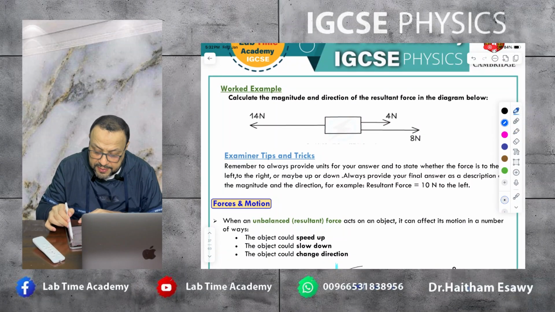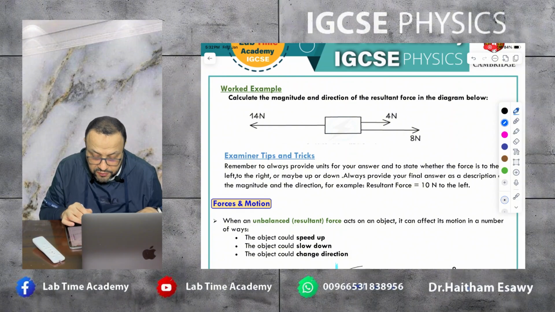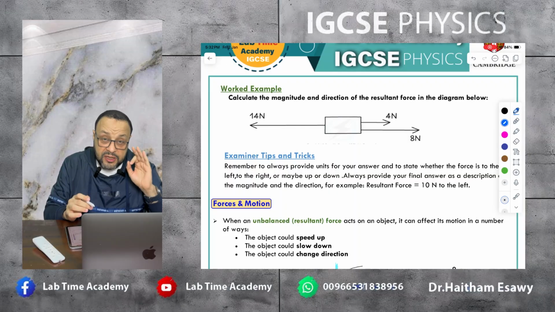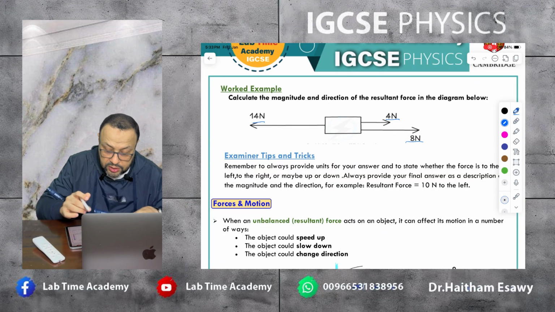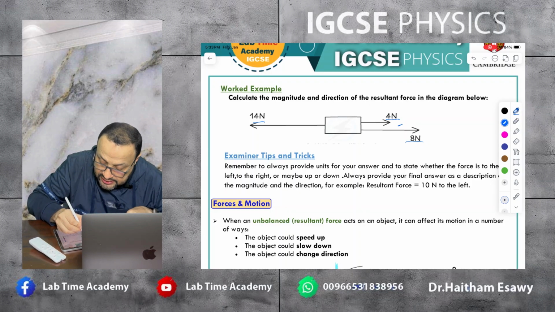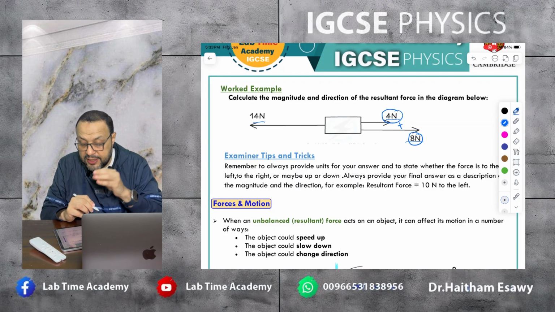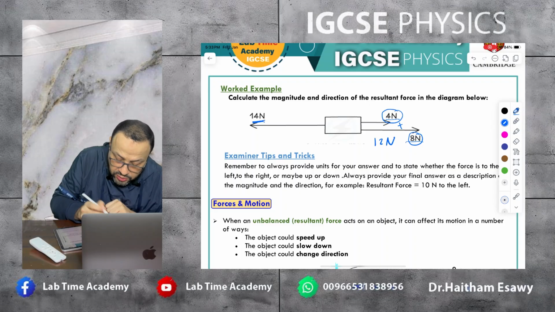Here we have a worked example. Calculate the magnitude and direction of the resultant force in the diagram below. Actually, we have a diagram here. We have three forces: 4 Newton, 8 Newton, and 14 Newton. We want to calculate the resultant force. We have to add these two forces with each other, 4 Newton plus 8 Newton, because they work in the same direction. It will be 12 Newton. But here we have 14 Newton in the opposite direction.